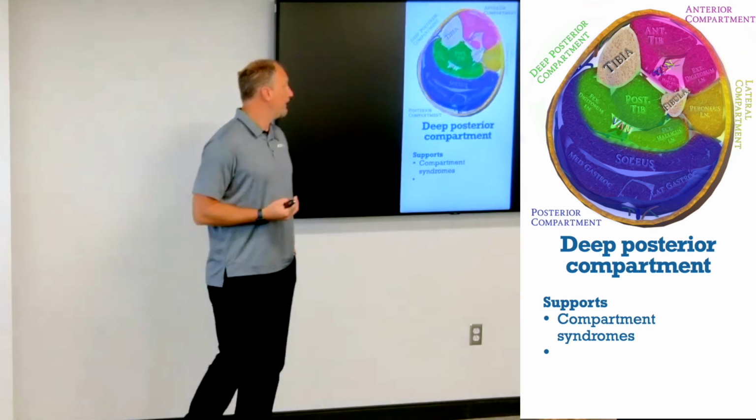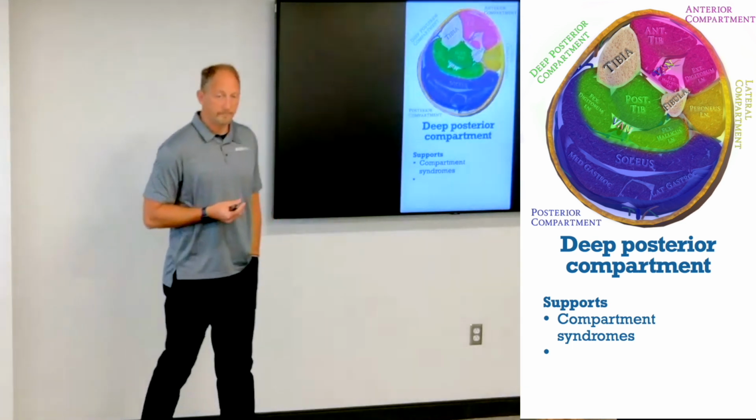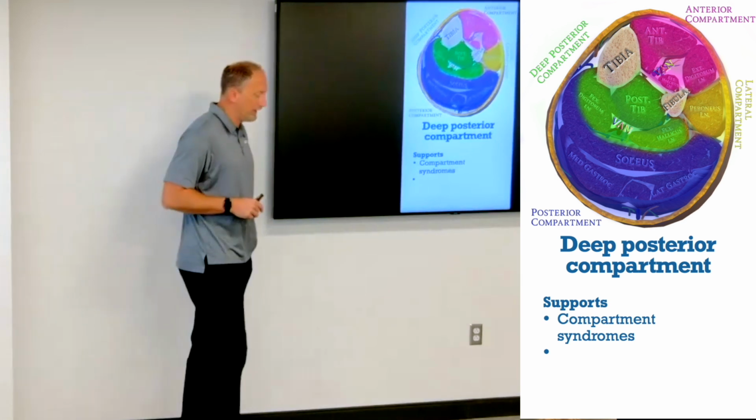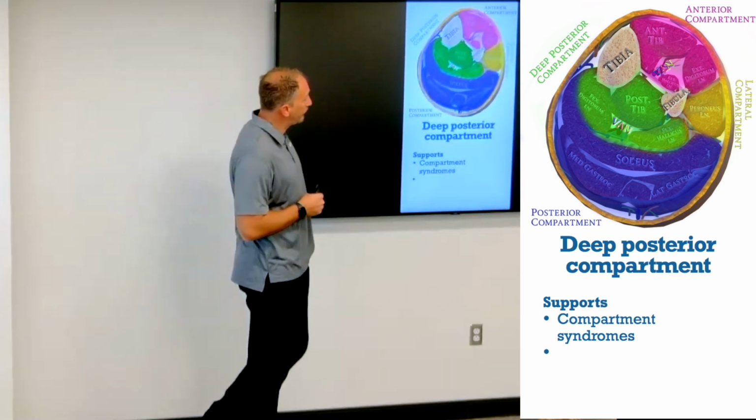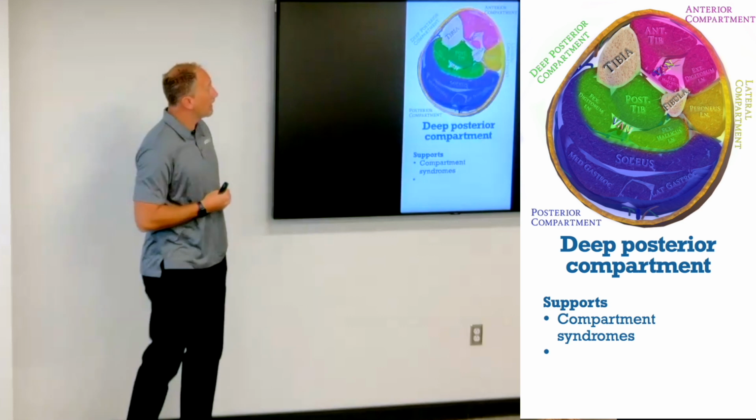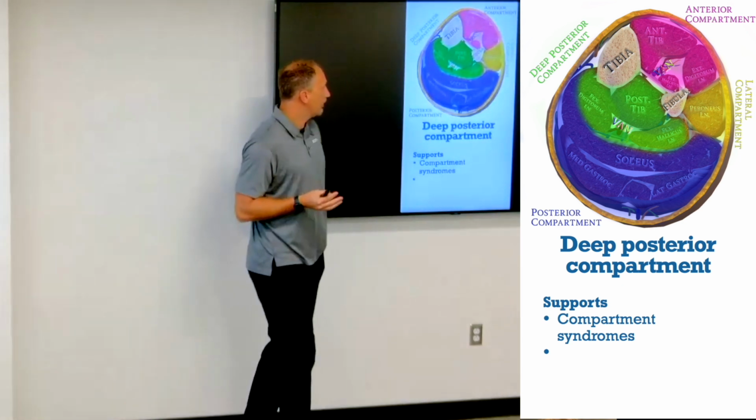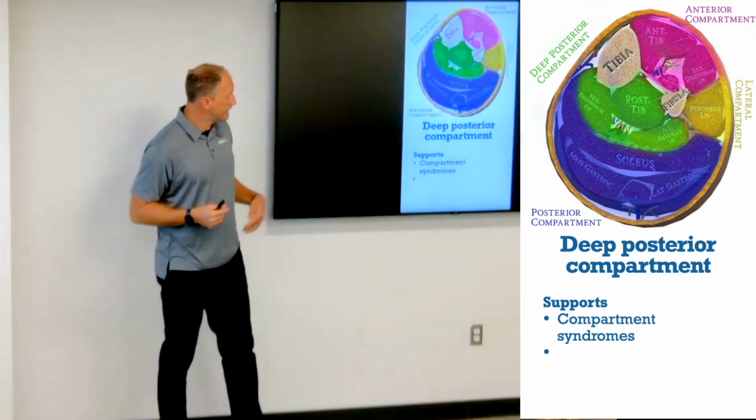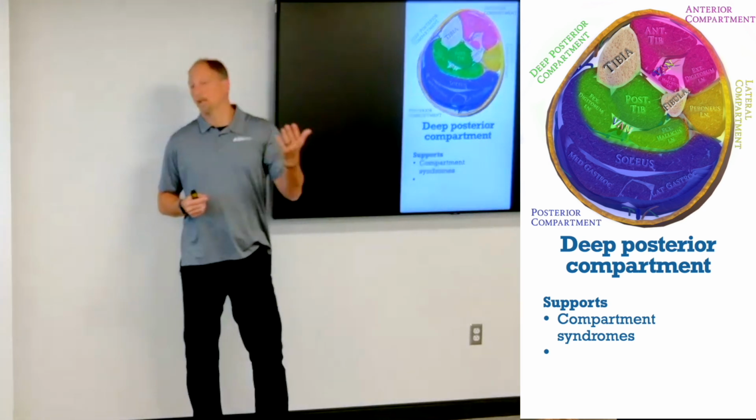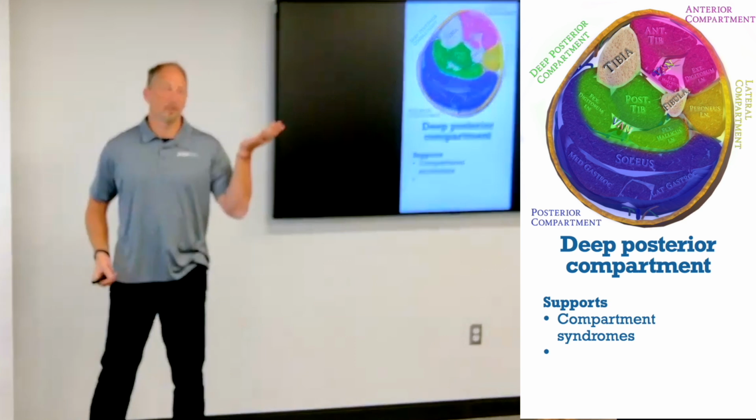On the lower leg, the deep posterior compartment is where we see the deep front line occupied. The posterior tibialis, the flexor hallucis longus, flexor digitorum longus. It's the deepest compartment. From our world, that's where we're concerned about compartment syndromes.